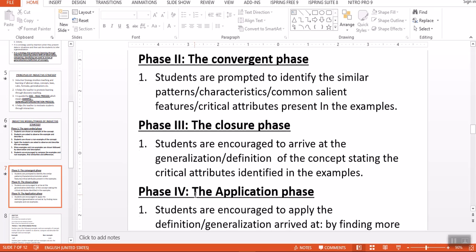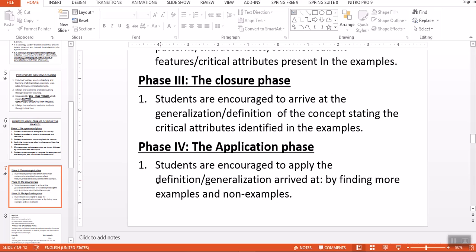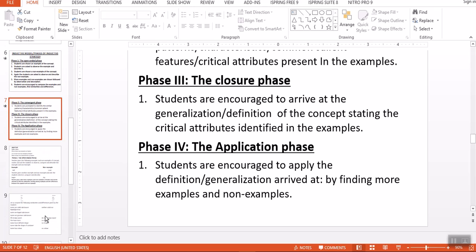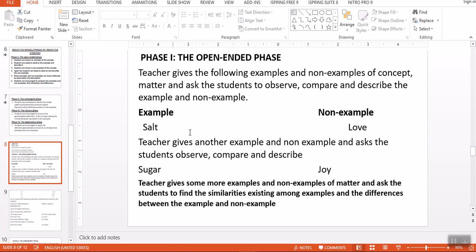The final phase is the application phase, where the students are encouraged to apply the definitions and generalizations by finding more examples. Since they have examined the examples, they are able to arrive at a definition. Therefore, now they should be able to tell some more examples by using that definition. All right.